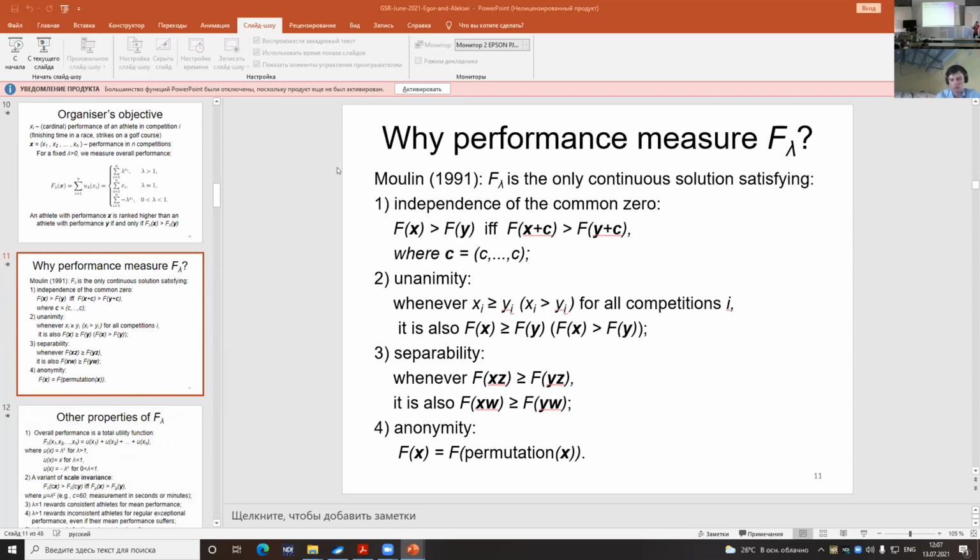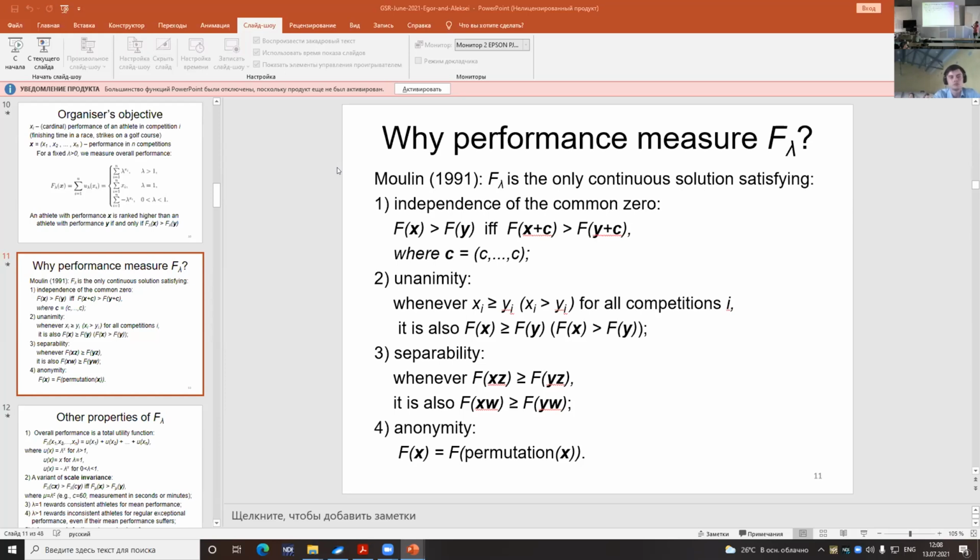And you can ask why we have chosen exactly this class of overall performance measures. We motivated it using the axiomatic approach. As was proven in the book of Moulin, this one parametric family, f lambda, is the only continuous solution satisfying 4 axioms. I will say them informally, to show what they mean in the case of sporting events.